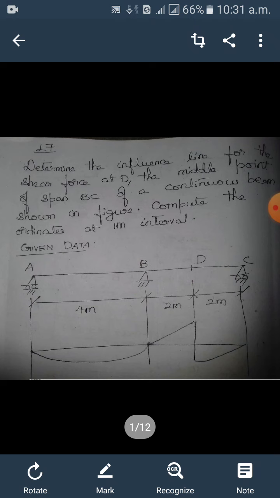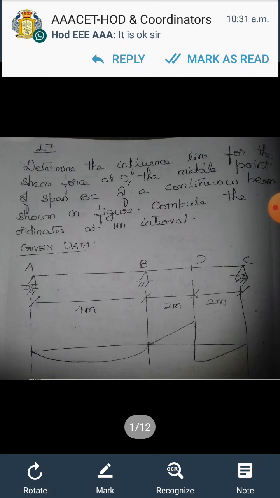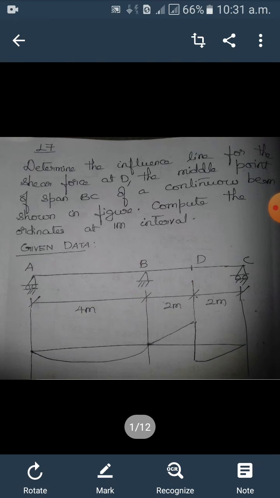In this last lecture, we'll see how to draw the ILD for shear force at a point. In the last lecture we saw how to draw the bending moment at a point, at D. Similarly here, shear force at a point. Again they are telling us to compute the ordinates at 1 meter interval. The interval is not given, so we can assume 1 meter or 2 meter or 1.5 meter. That is left to us. Here it is given as 1 meter.